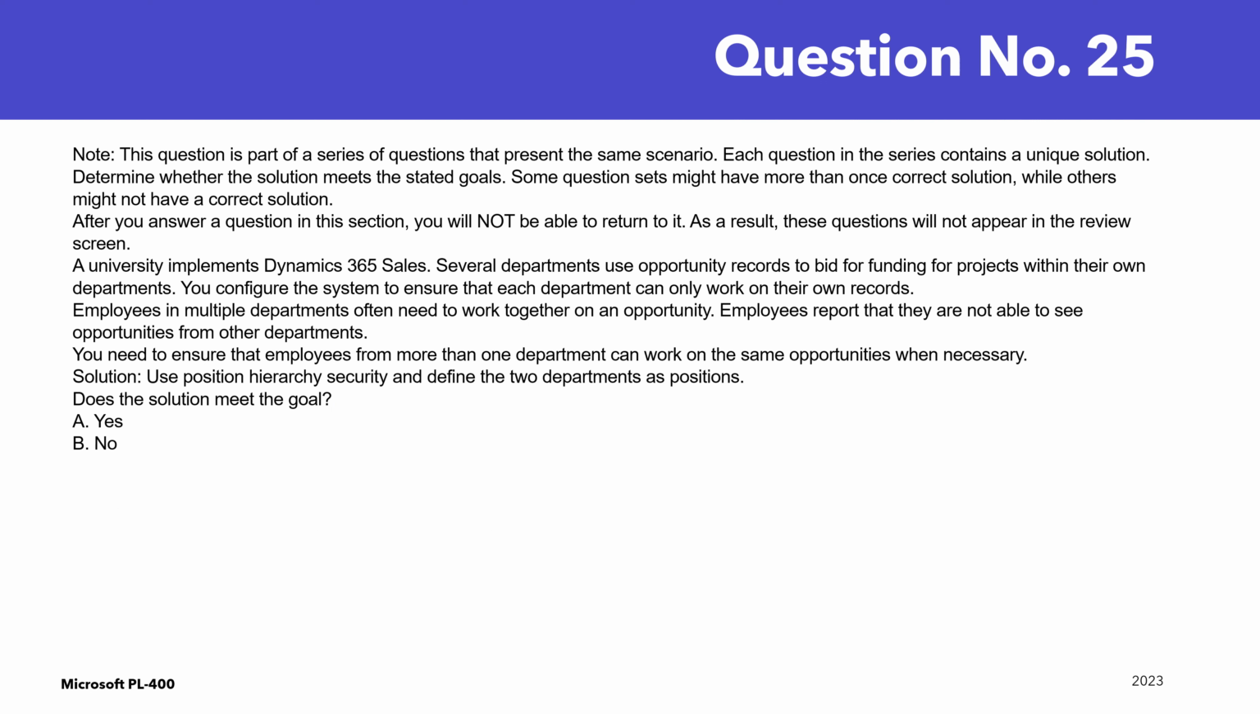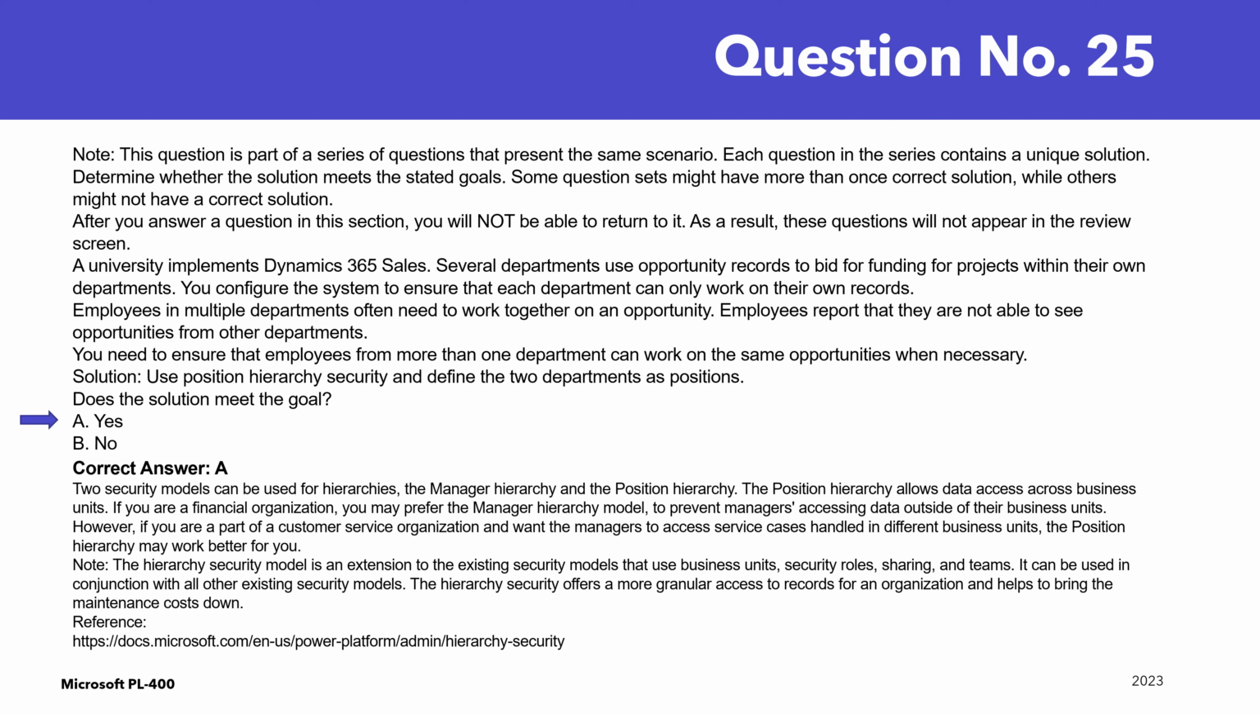A university implements Dynamics 365 Sales. Several departments use opportunity records to bid for funding for projects within their own departments. You configure the system to ensure that each department can only work on their own records. Employees in multiple departments often need to work together on an opportunity. Employees report that they are not able to see opportunities from other departments. You need to ensure that employees from more than one department can work on the same opportunities when necessary. Solution: use position hierarchy security and define the two departments as positions. Does the solution meet the goal? A. Yes. B. No. Correct answer, A.